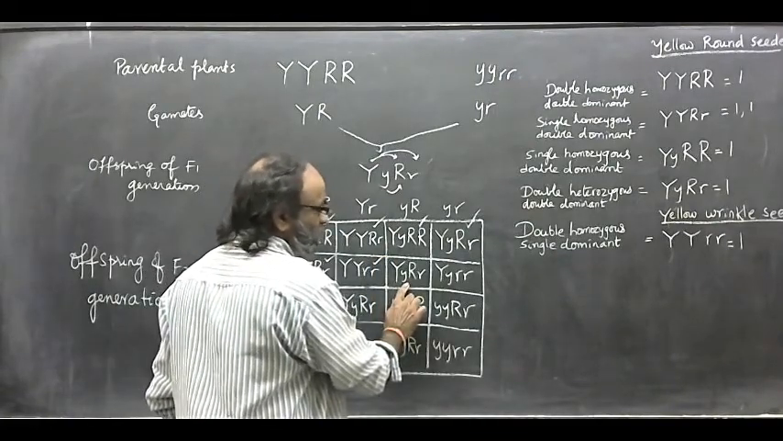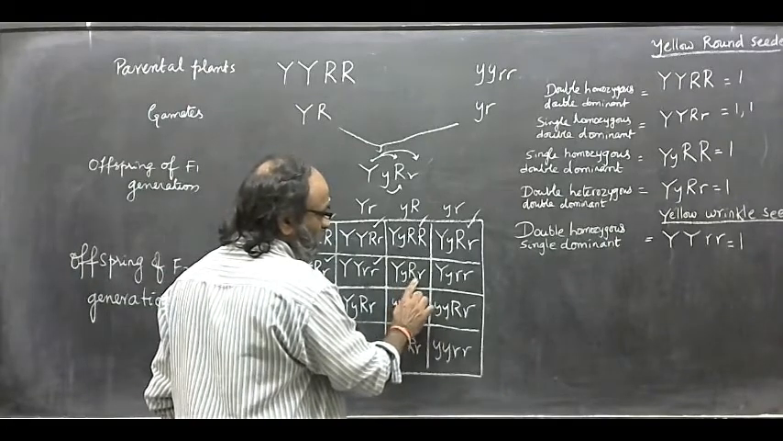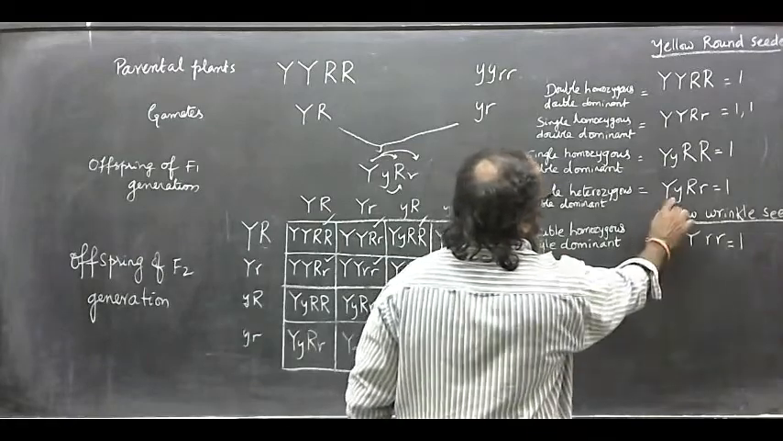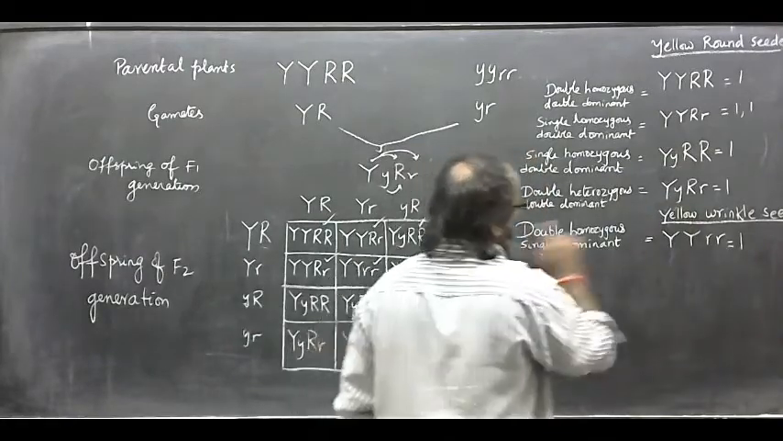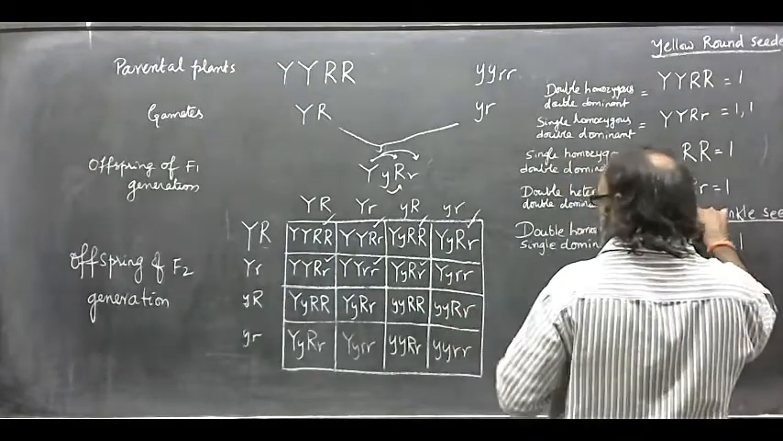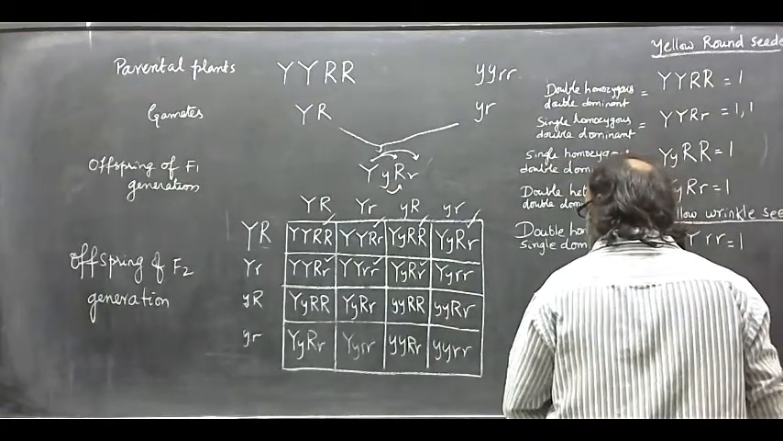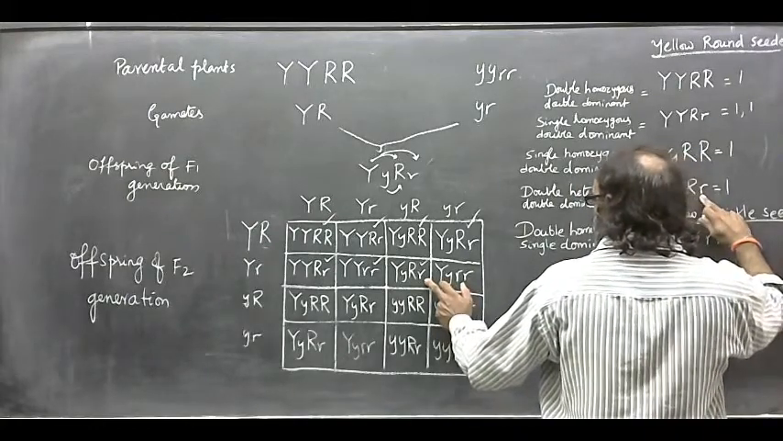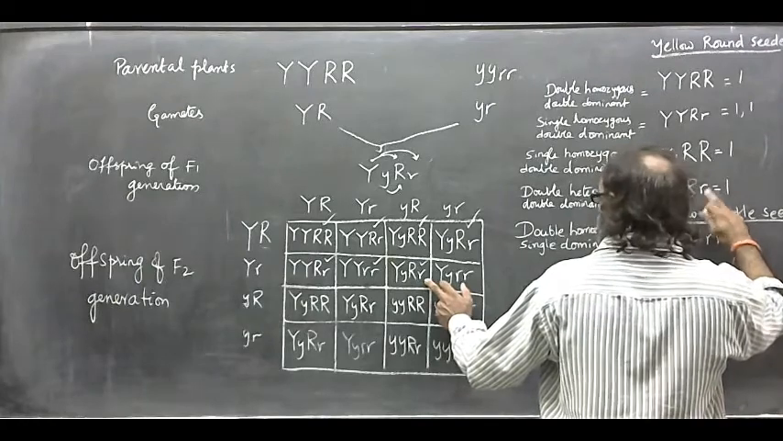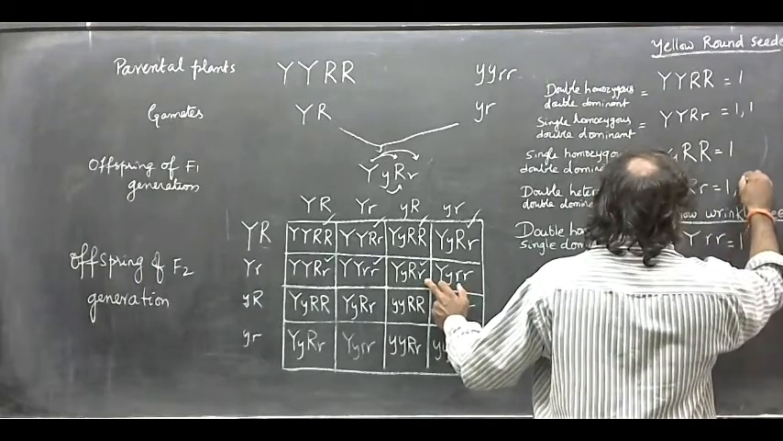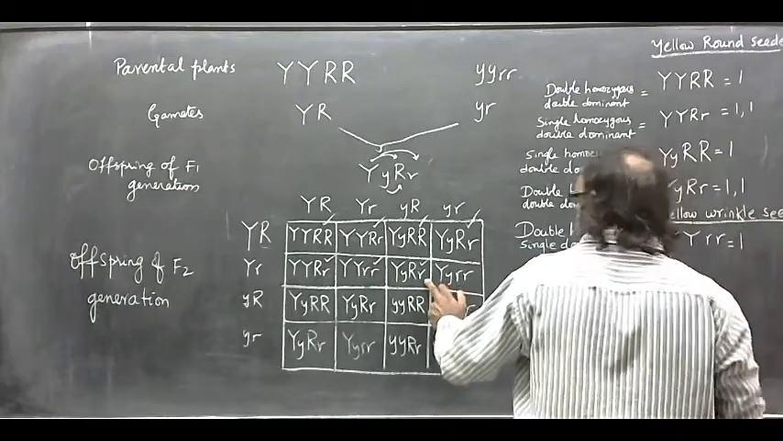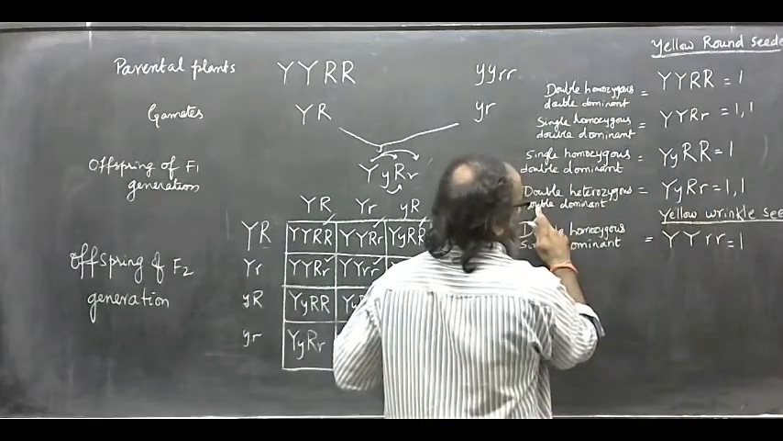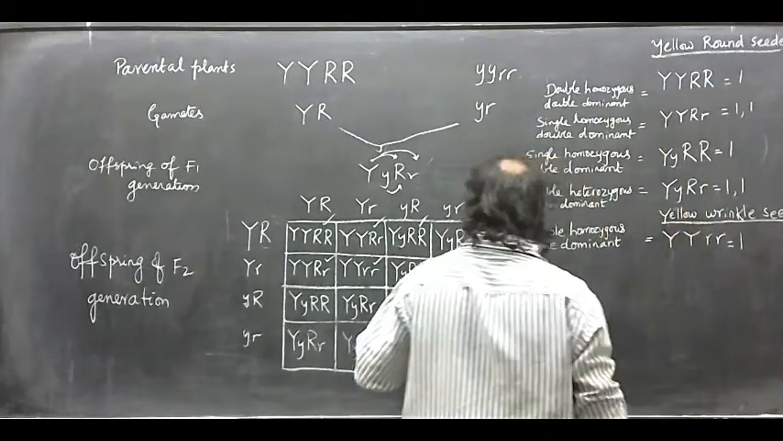Now let us work out this. Capital Y, small y, capital R, small r. This genetic makeup is already seen here: capital Y, small y, capital R, small r. You watch this. Both are the same in genetic makeup. Therefore, this is the second one. It is also double heterozygous and double dominant, yellow round.